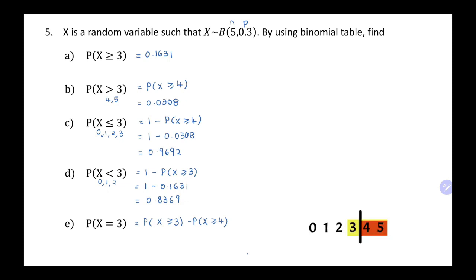Nak dapatkan 3 tu, kita ambil 3 dan ke atas, tolakkan dengan number 4 dan ke atas. So dapatlah nombor 3. P(x greater than or equals to 3), kita dah cari 0.1631. We minus with P(x greater than or equals to 4). Tu pun kita dah find tadi. So we put 0.0308. Then we minus, we get answer 0.1323.